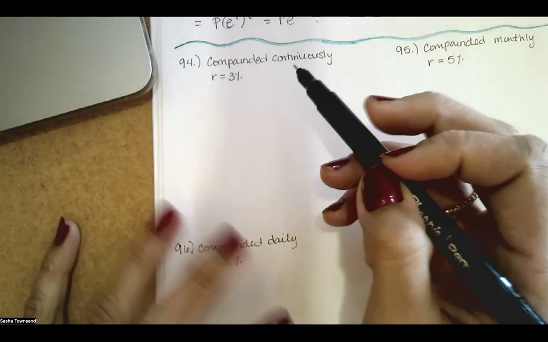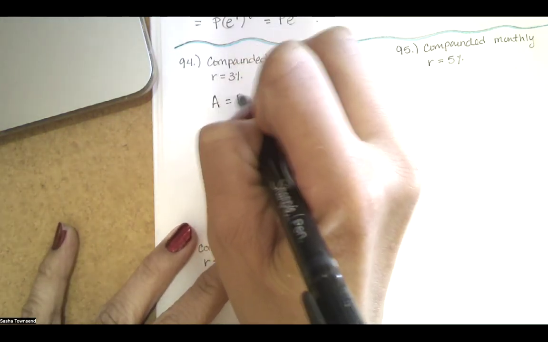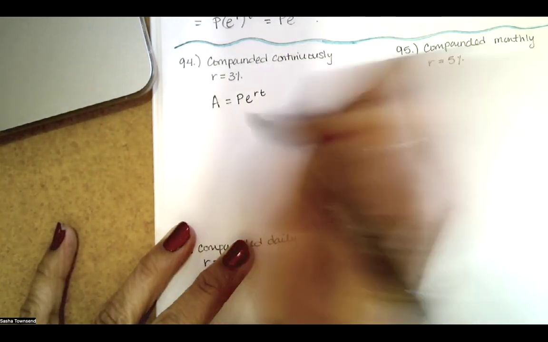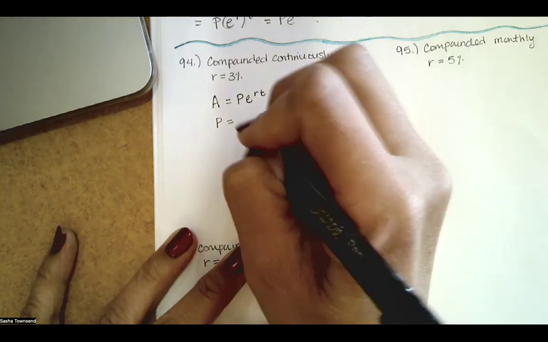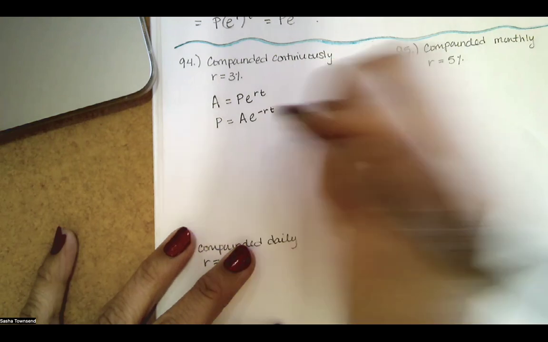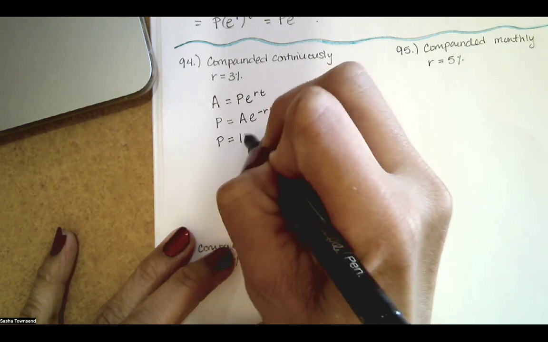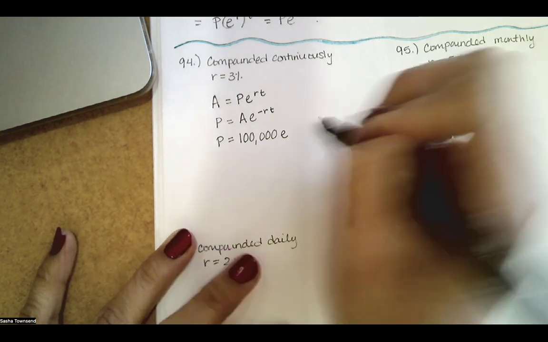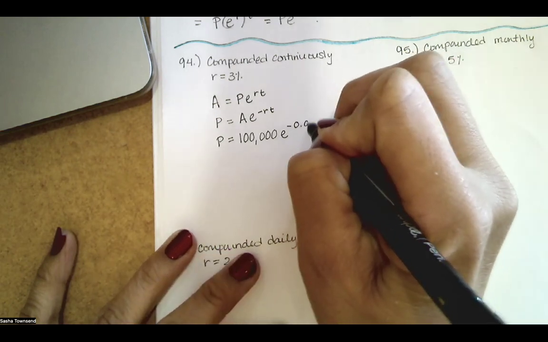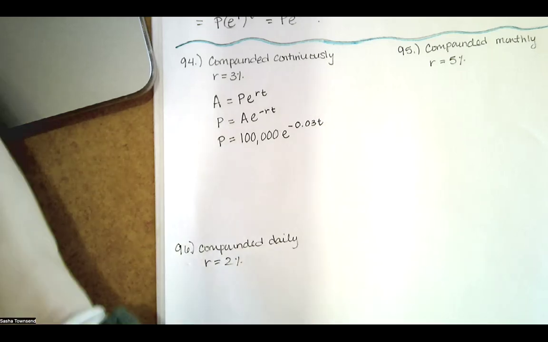Okay, so for 94, we're compounding continuously again. So we take that account balance equals the principal times e to the RT. We solve for P. We can either divide both sides by e to the RT or multiply both sides by e to the negative RT, same thing. But this time our interest rate is 3%. We're still seeking $100,000 t years from now. So we'll have 100,000 times e raised to the negative 0.03 times t. And then we'll change that value of t to t equals 1, 10, 20, 30, 40, and 50 to populate our table.